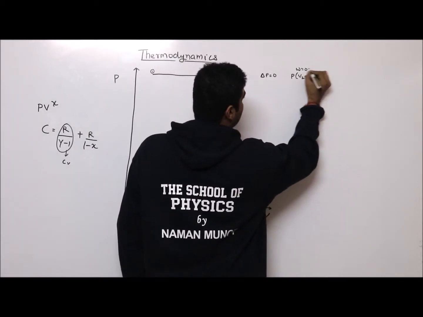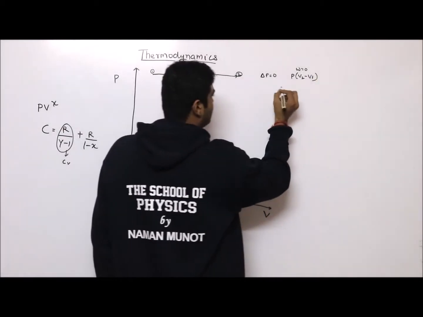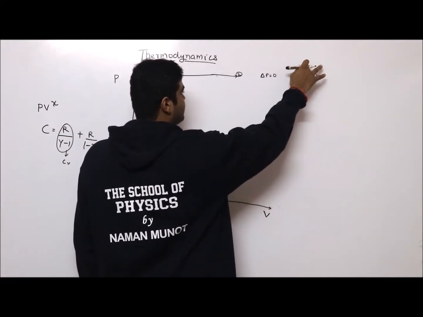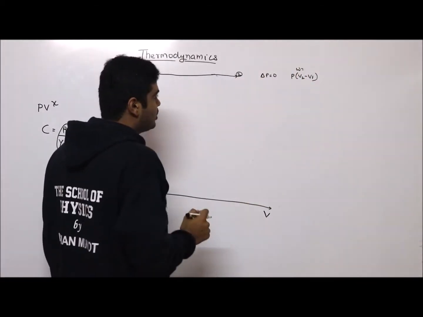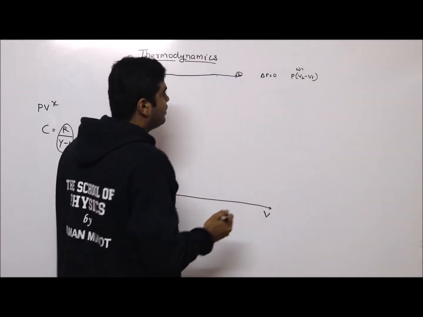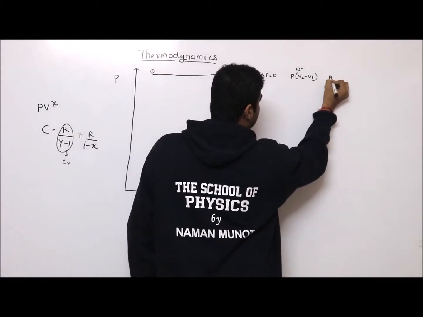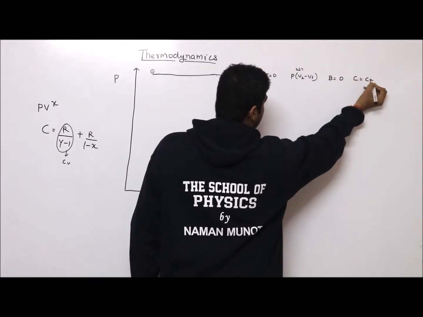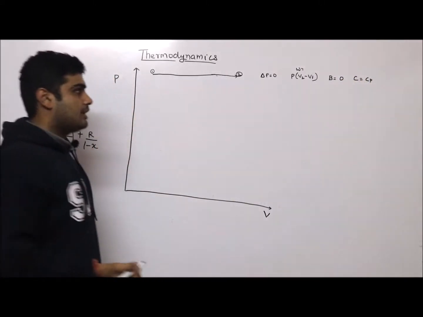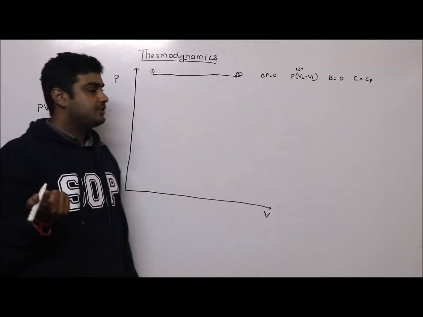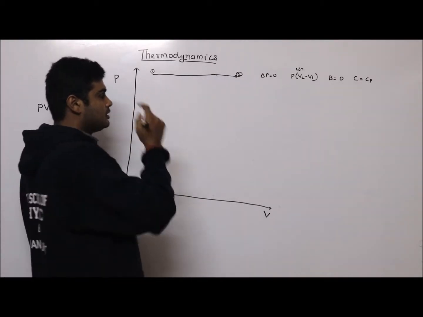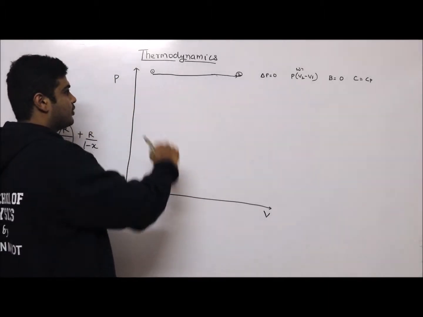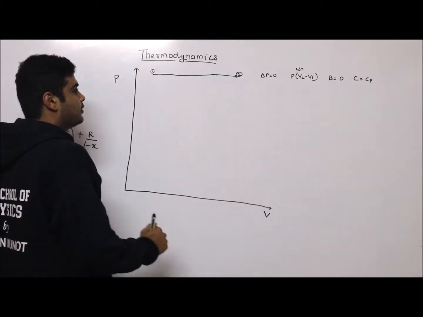Here work done is equal to P times (V2 minus V1). Delta P is equal to 0. And when we talk about bulk modulus, it is equal to 0, and C is equal to Cp, as we have studied in our KTG chapter, the specific heat capacity chapter. Bulk modulus is equal to 0.